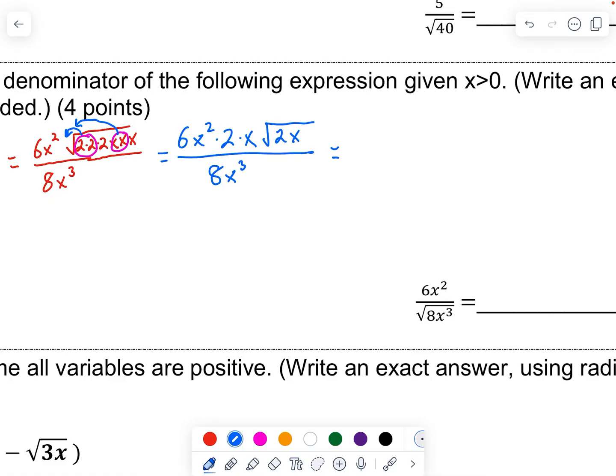Two times 6 is 12. And then we've got 1, 2, 3 x's for x cubed. And then square root of 2x. And we've got over 8x cubed.